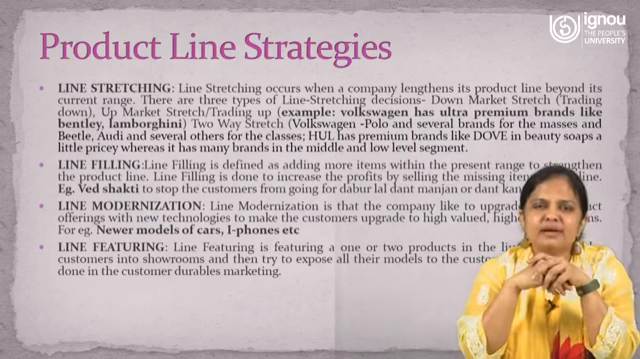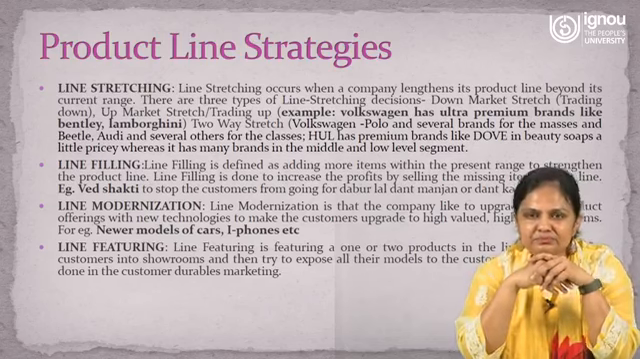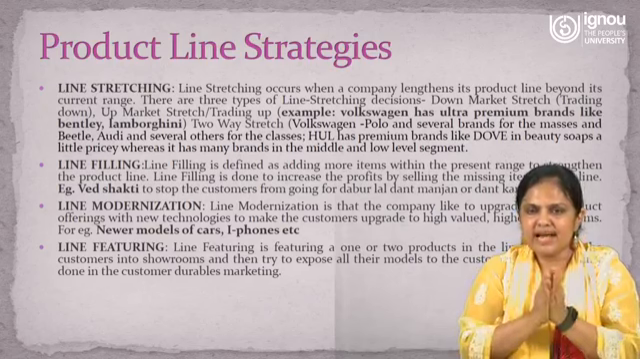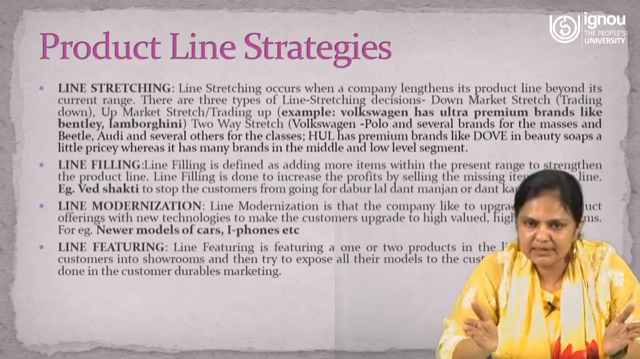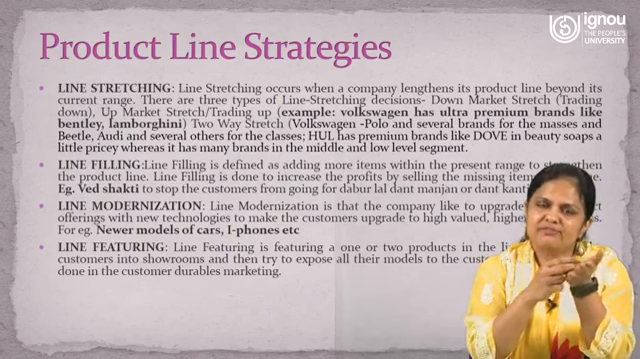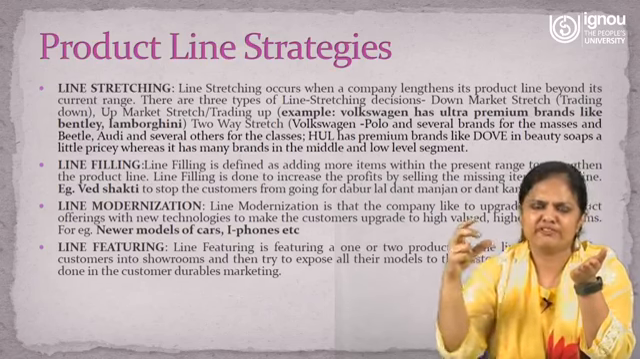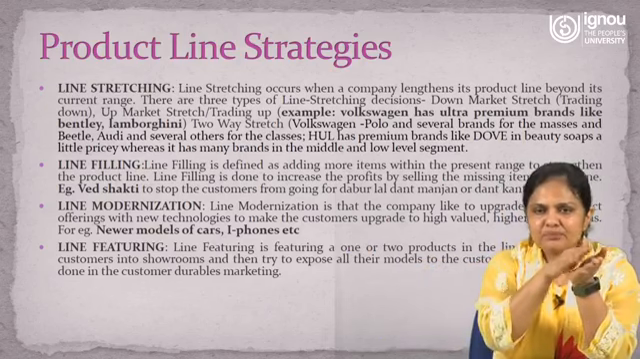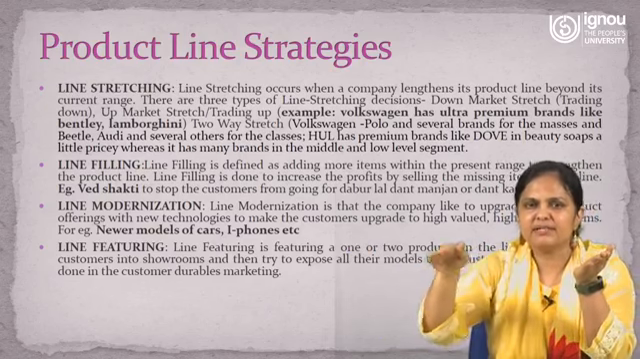When I say down market stretch, that means it is also called trading down. You already have a range of products. Say for example, in the body care, you already have a range of soaps. You have your lavender soap, you have lemon soap, you have creamy base soap, and so on and so forth. So you're already having a range of products in that particular line.